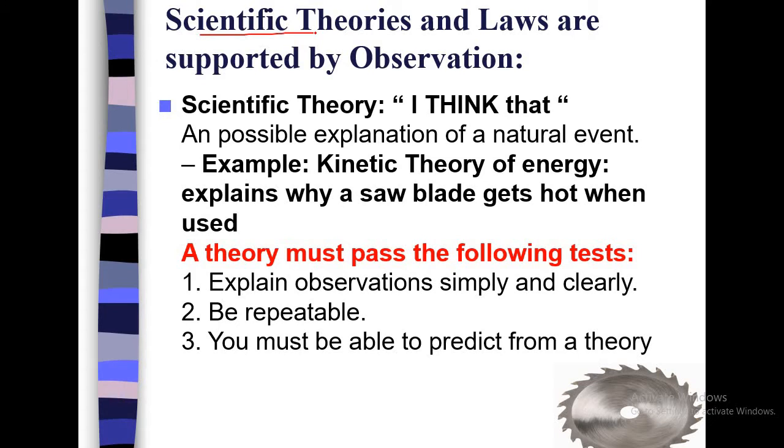Scientific theories and laws are supported by observation. So what is meant by scientific theory? Scientific theory means "I think that." It is a possible explanation of a natural event. When you explain a natural event, or think about a natural event, all of this is called scientific theory. For example, kinetic theory.